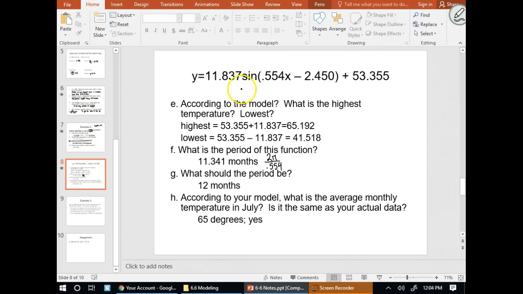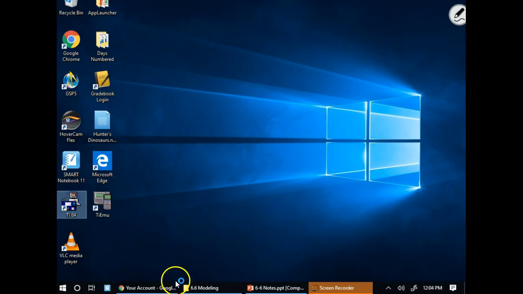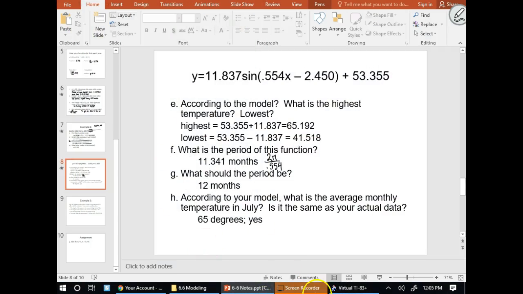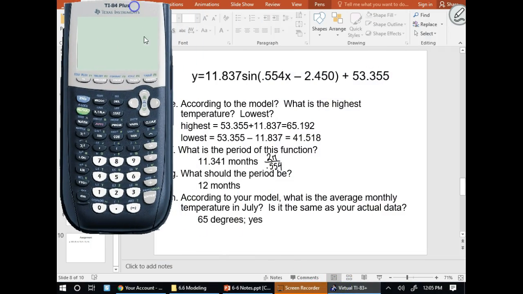Okay, so this last thing, I am going to grab the calculator here to show what you'll do for that. There are 2 ways to do this last part. According to your model, anytime you see that, according to your model, it means the equation. It means do not look at the table. So if you had a table, don't go to the table and tell me what the value was for July, because I know that you know how to do that. I want to know, according to this equation, what should the answer be?